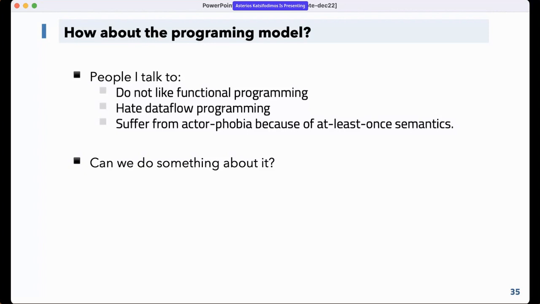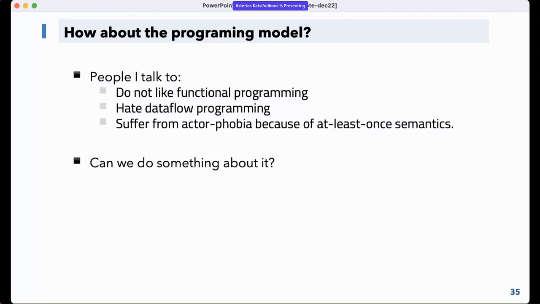A lot of the people I talk to also suffer from actor phobia, let's call it, for a very, very simple reason. They love the programming model, but they don't like the at least once processing semantics. They do not like that, again, just like we do with normal services, they have to implement in application code, within the actor code, retries of sending messages and sometimes making sure that things are redeployed. So the question that comes to me is the following.